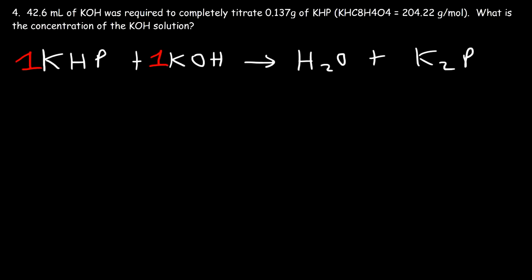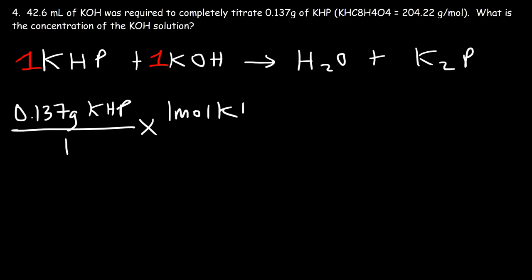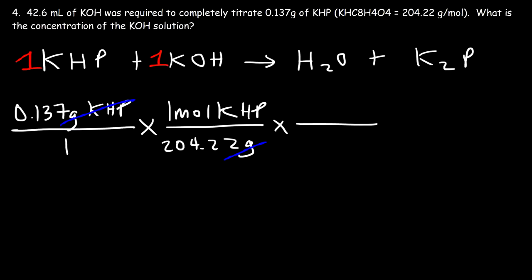So we want to find the concentration of KOH. Therefore, start with the other substance, KHP. So we have 0.137 grams of KHP. And let's convert it to moles using the molar mass. So 1 mole of KHP has a mass of 204.22 grams. Now let's change it to the moles of KOH using the molar ratio. So for every mole of KHP that is consumed in a reaction, 1 mole of KOH is also consumed.